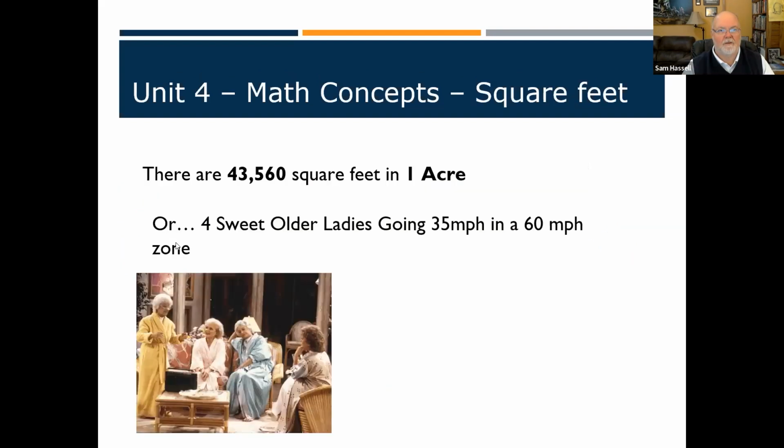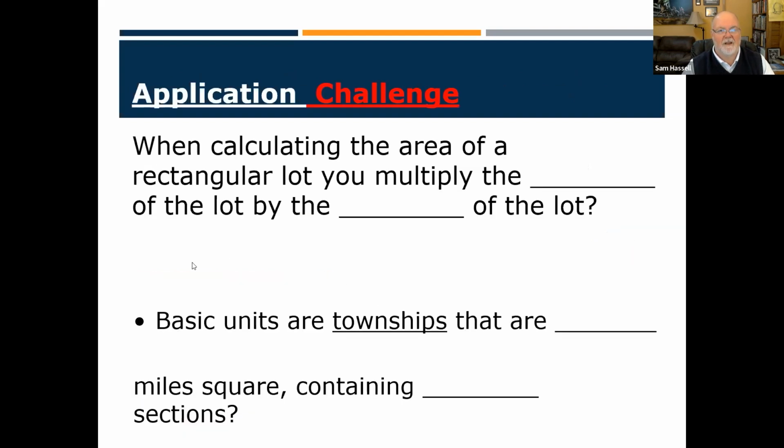Okay? All right, there's our grandmas again. 4 grandmas going 35 and a 60. All right, let's do this. When calculating the area of a rectangular lot, you multiply the blank by the what of the lot? What he just talked about. What is it? Base times height or length times width, right? Length times width. Either way, it's all the same, right? Length times width when we're talking about property.